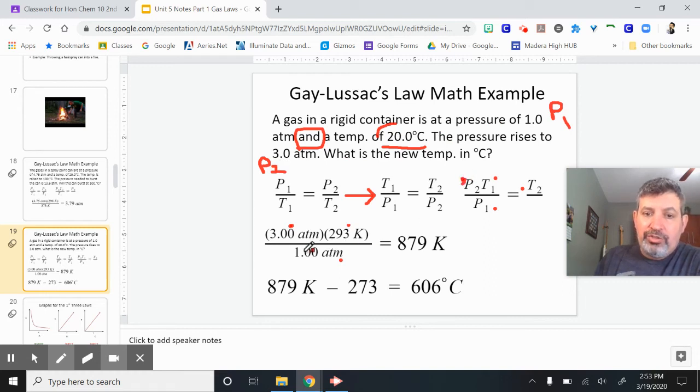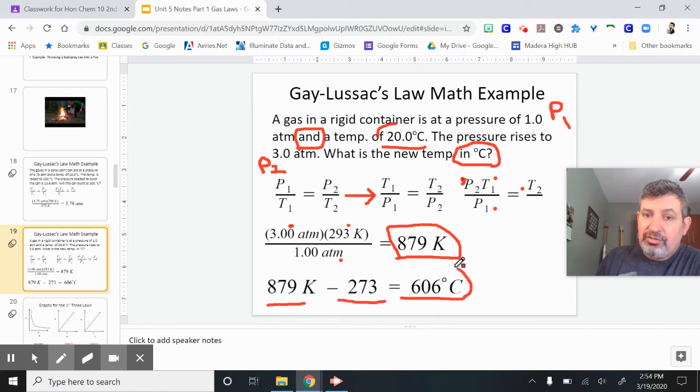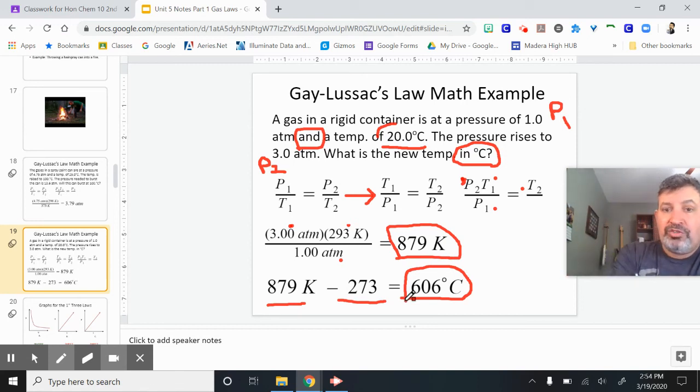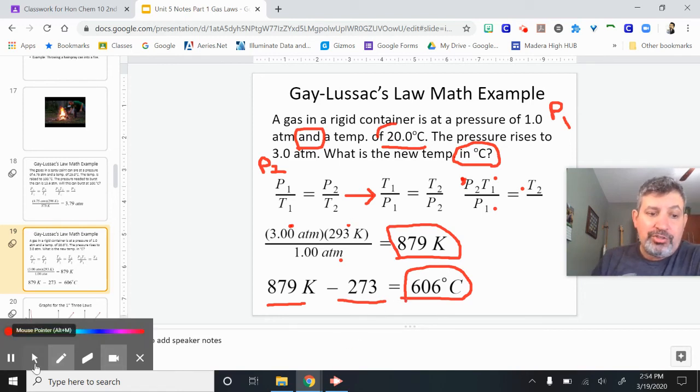Okay, so we do the math. We get 879 Kelvin. The question, be careful, is asking for it in Celsius. 879 minus 273, 606 degrees Celsius. You notice this thing went from 20 to 606 just with the pressure rising by 3 atm. Okay, so you can change the temperature of a gas by changing its pressure. And that's what Gay-Lussac's law is all about, the pressure and the temperature.